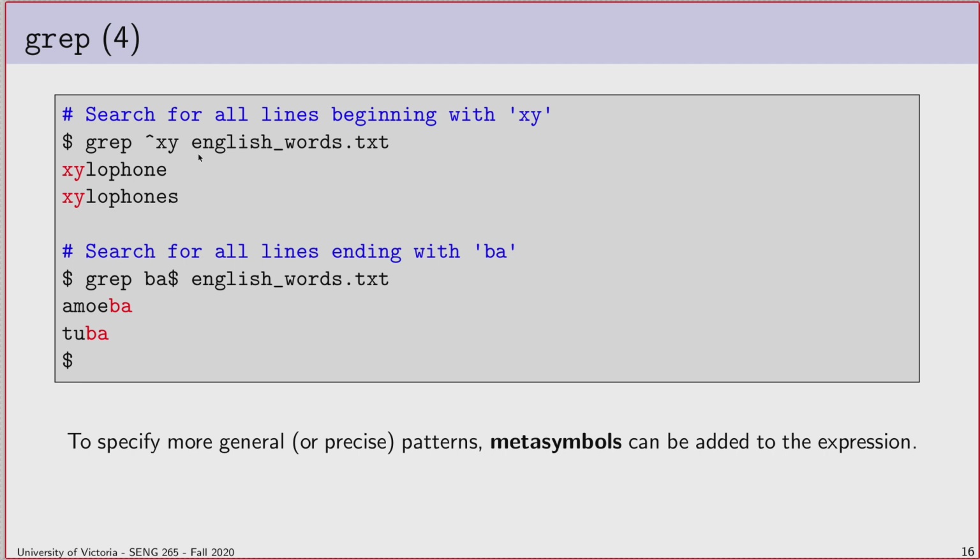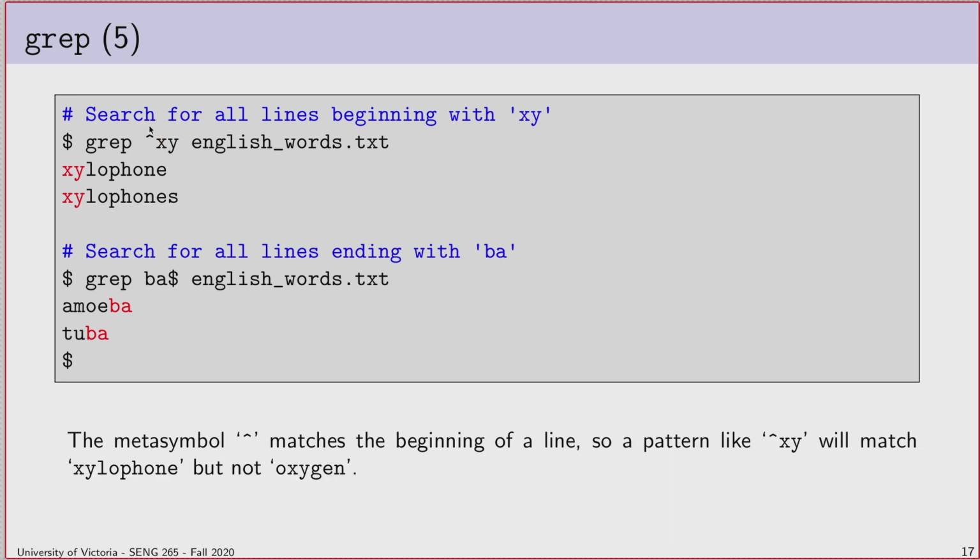In this example here, I've used two different meta symbols. This meta symbol here, I think I'm going to get ahead of my slides a bit. Maybe I'll fast forward. So this meta symbol here, the caret, which is shift and then the number 6 on your keyboard, will match the beginning of a line.